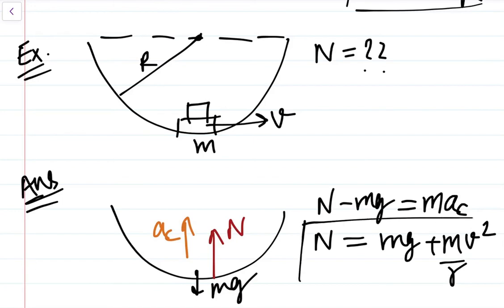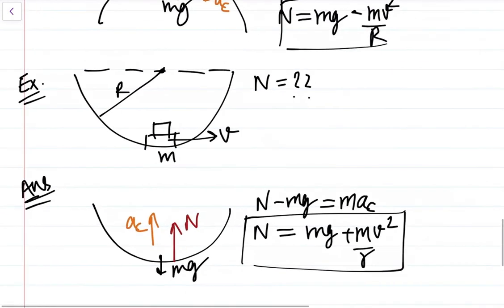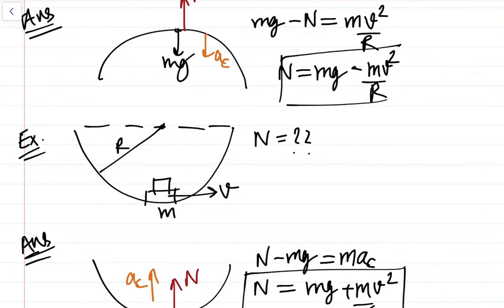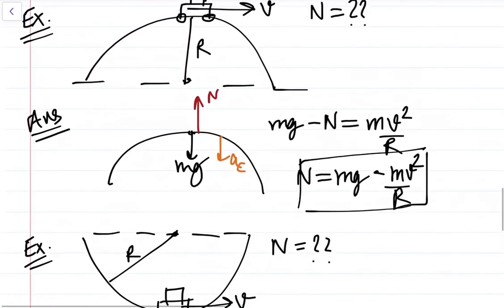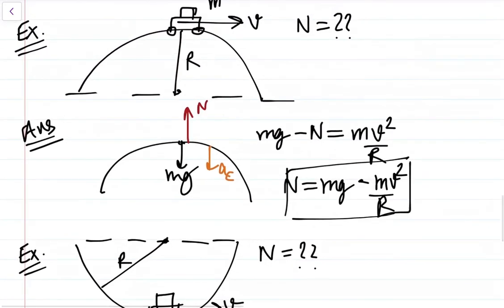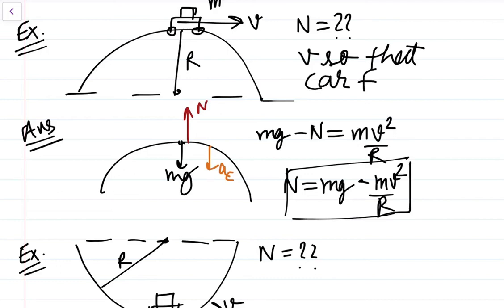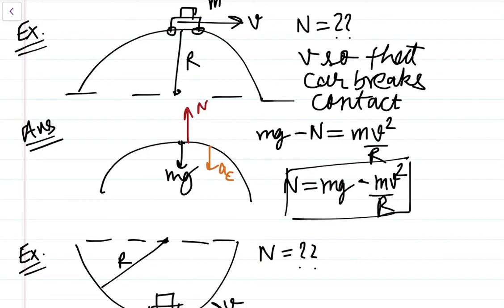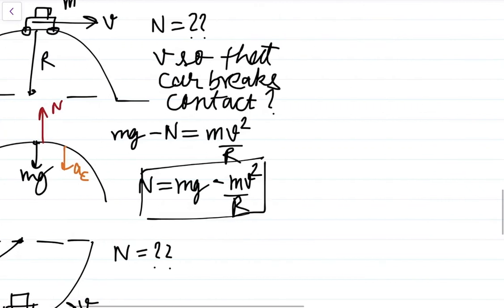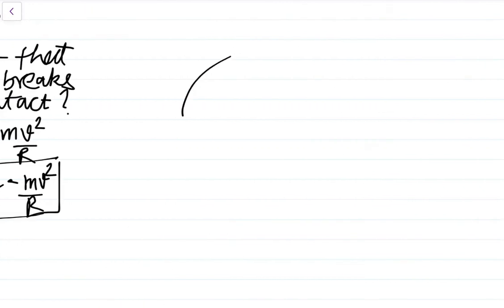Okay, so it's very basic theory, folks. If it is asked in a question on a convex bridge, what should be the velocity so that the car breaks contact, don't be afraid. It is just asking what should be the velocity so that the car breaks contact, and in simple words, that the normal reaction should be 0.